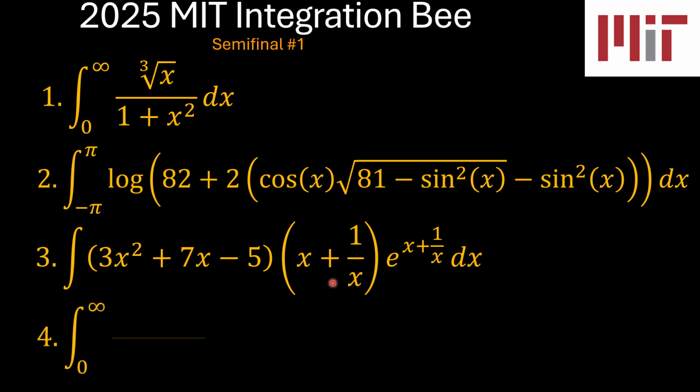Problem number 4 happened to be a definite integral from x equals 0 to x tending to infinity of x over e to the 2x to the power 2x plus 1. So these are the 4 problems that graced semifinal number 1 of the 2025 MIT Integration Bee.